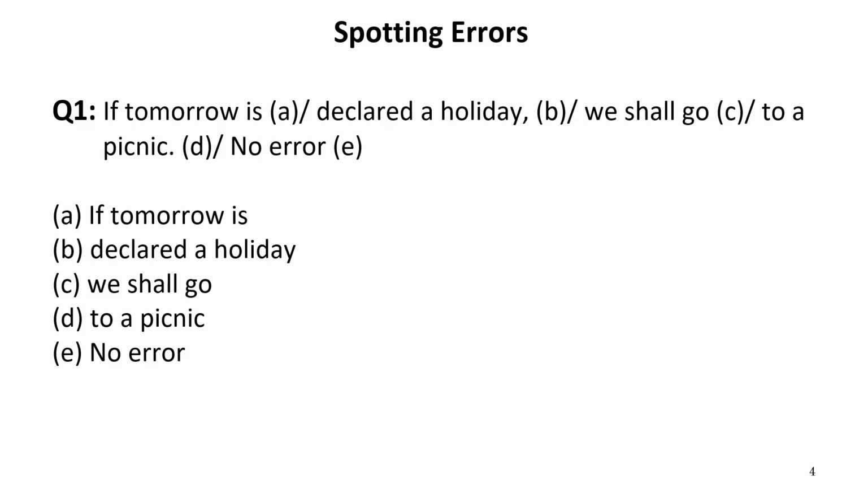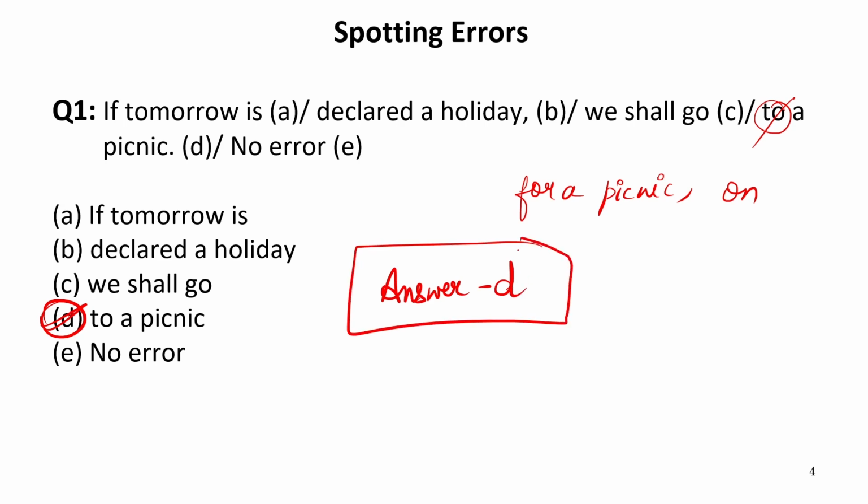The first sentence is, if tomorrow is declared a holiday, we shall go to a picnic. Now for a picnic, we can either use the preposition for or we can use the preposition on. But this 'to' is an incorrect preposition to be used over here. Therefore, the error is in part D. So our answer is D. It means this sentence has an error in part D. This preposition 'to' is incorrect over here. It should be replaced with either 'for' or 'on'. Now let us move to the next sentence.